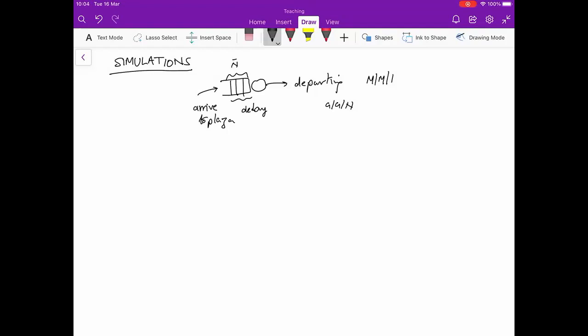But if you have a simulation, you can actually simulate the exact process. And that's why we use simulations, because even though it requires more work, you can actually do it properly. So that's sort of the background for this.